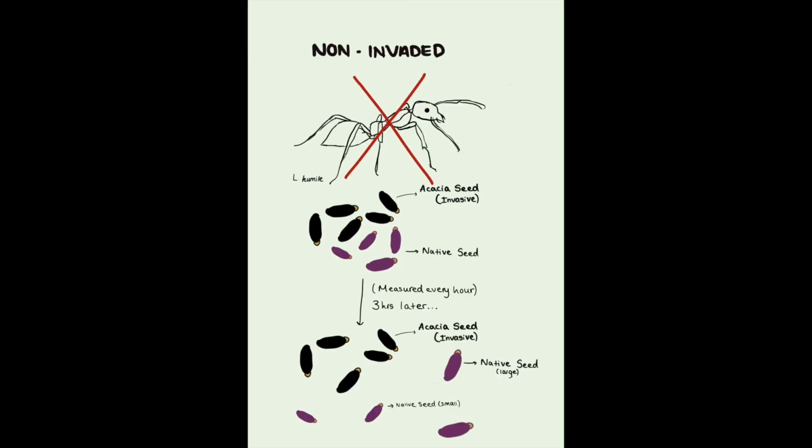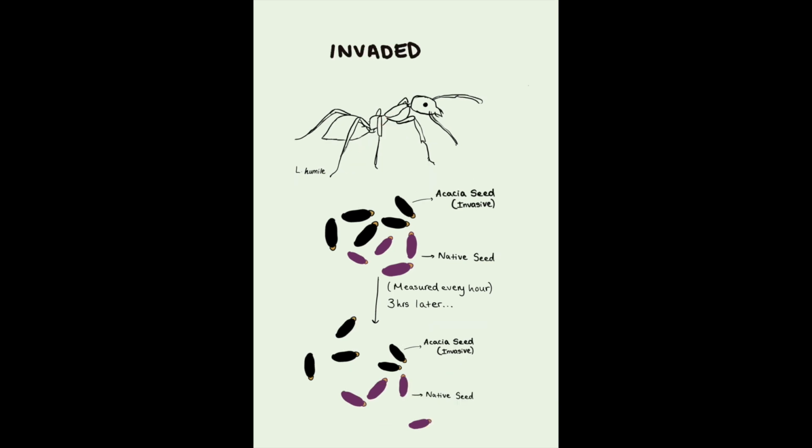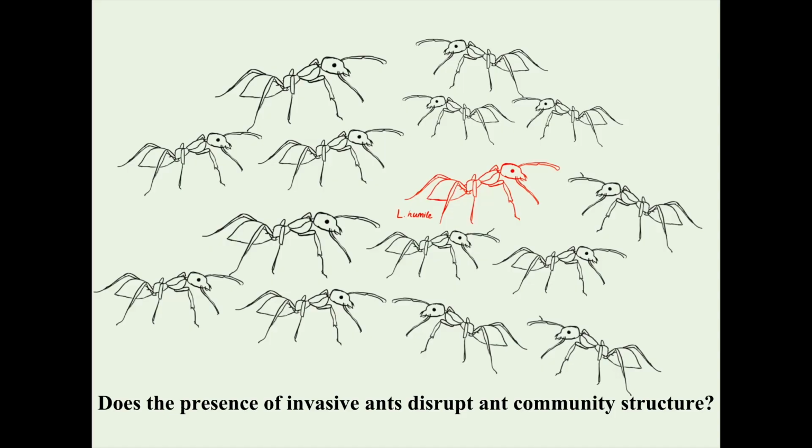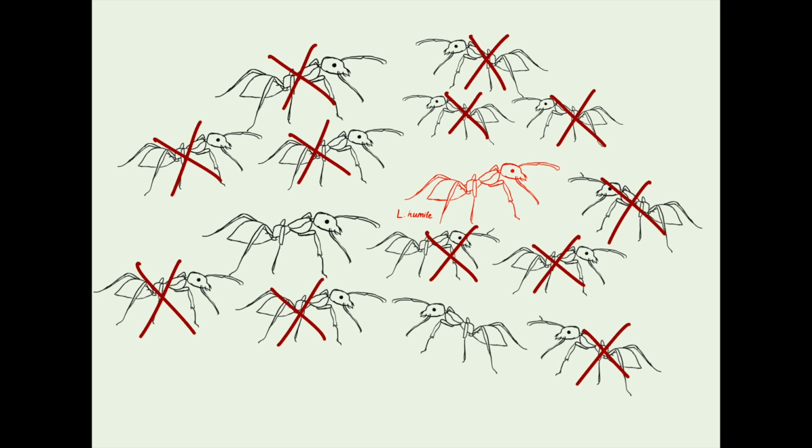Whilst undisturbed ant communities favoured the dispersal of large-seeded native plant species, invasive acacia plant seeds were preferentially dispersed at invaded sites. This preferential dispersal of invasive plant species in the presence of the invasive ant is an example of a secondary invasion. The Argentine ant, like other invasive ant species, was found to disrupt community structure of native seed dispersing ants. At least 12 of these native ant species were displaced in invaded sites.